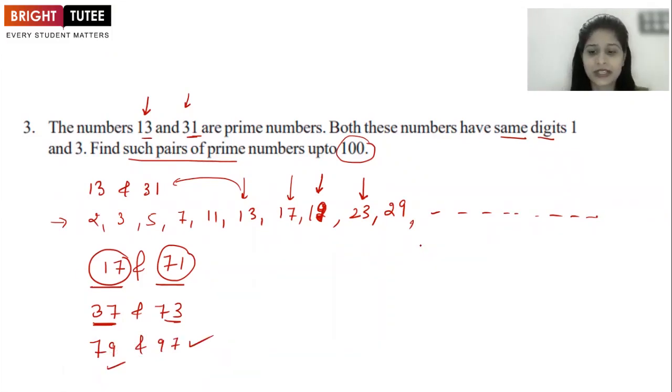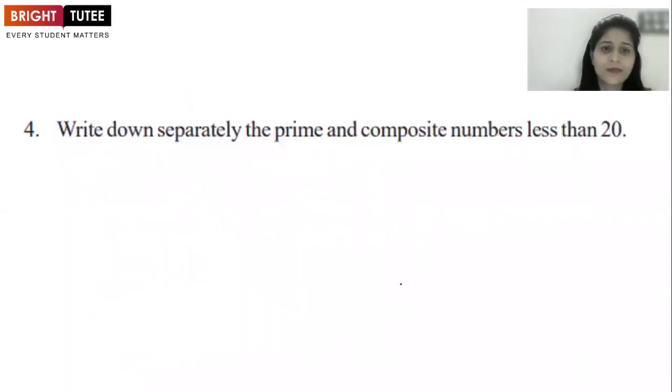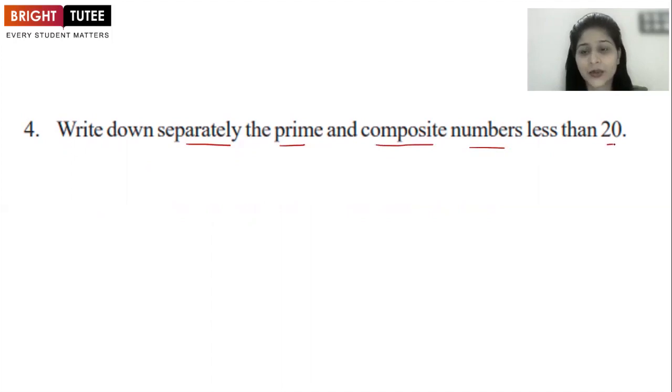Let's start with the next question, and here it is, question number 4. It is asking, write down separately the prime and the composite numbers less than 20. So we have already discussed in the previous question what prime numbers are. The numbers which have just two factors, 1 and the number itself. Okay, so what are composite? The numbers which are not prime.